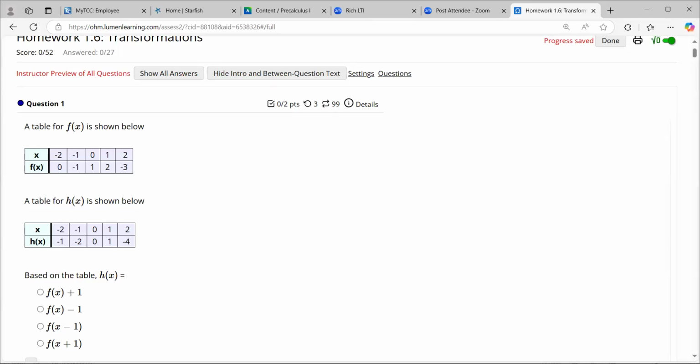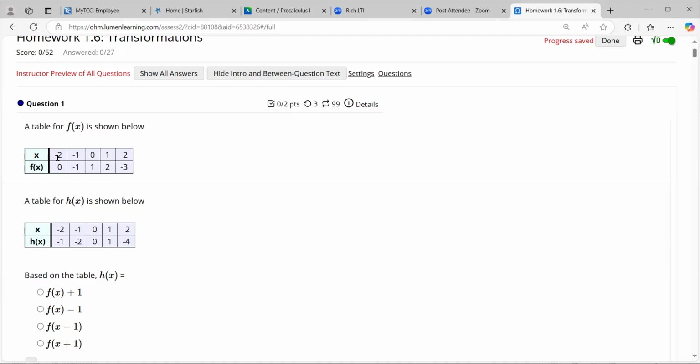h of x here is the daughter function. And let's compare the two functions. Notice they have the same domain. The first row in the two tables are exactly the same, right? So the domain elements, the inputs are exactly the same. The difference happened to the output.